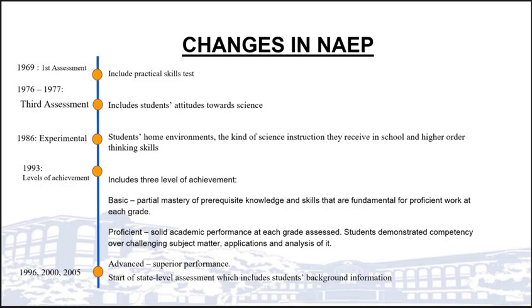First, it was launched in 1969. The test was expanded until it includes a survey in 1976, students' home and school education, and higher order thinking skills in 1986. In 1993, three levels of achievement according to scores were specified as basic, proficient, or advanced. Then state-level assessments in 1996.